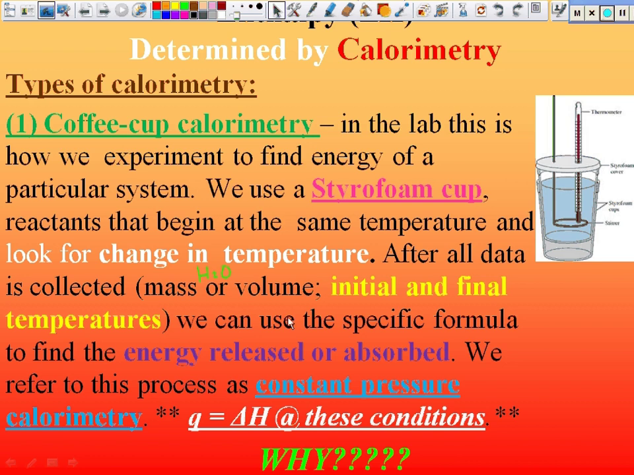Okay. So you've got initial and final temperatures. That's just your delta T. We can use a specific formula to find the energy released or absorbed. We refer to this process as constant pressure calorimetry.